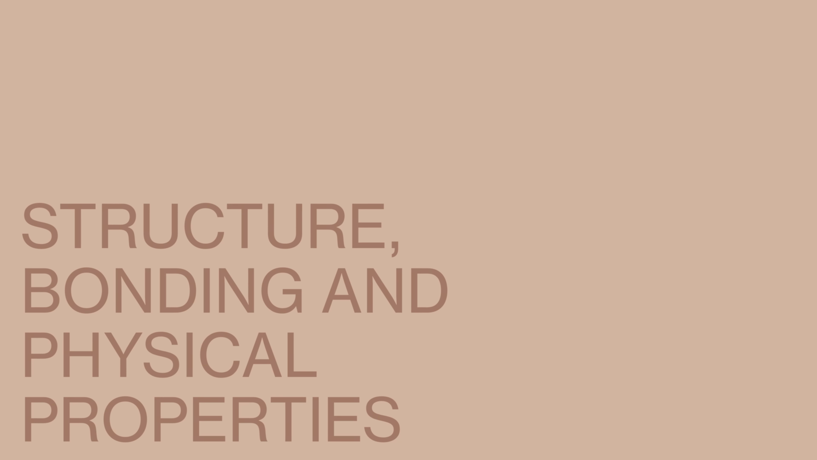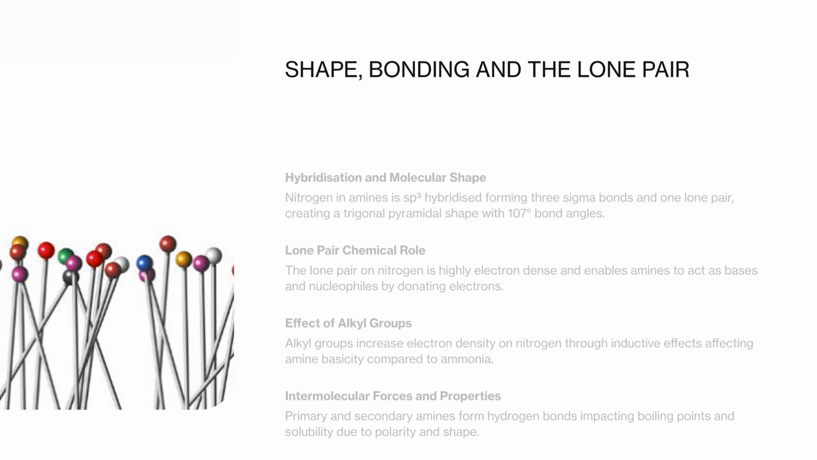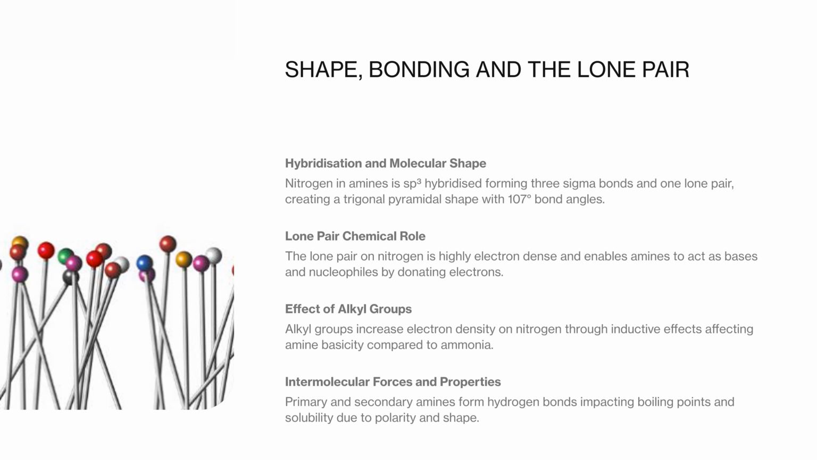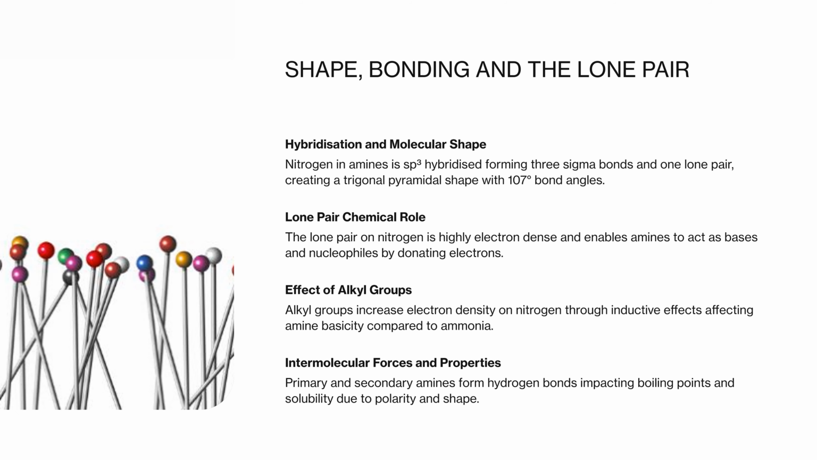Shape, bonding and the lone pair, physical properties, and solubility trends. The nitrogen atom in amines is sp3 hybridized, forming 3 sigma bonds and retaining 1 lone pair of electrons. This results in a trigonal pyramidal molecular shape, similar to ammonia, with bond angles of approximately 107 degrees. The lone pair is a region of high electron density and plays a central role in the chemical behavior of amines.